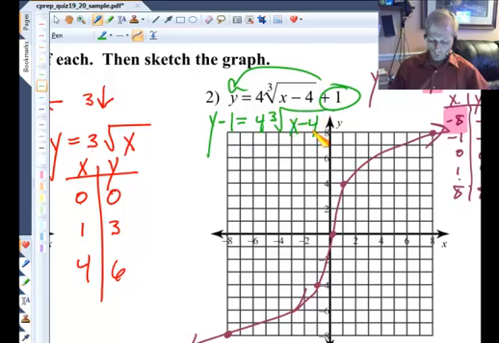And the domain and range of the shifted function would be all real numbers for both. Cube root functions always have a domain and range of all real numbers. There are no restrictions on what x or y can be. So domain, all real numbers, and the range is all real numbers.